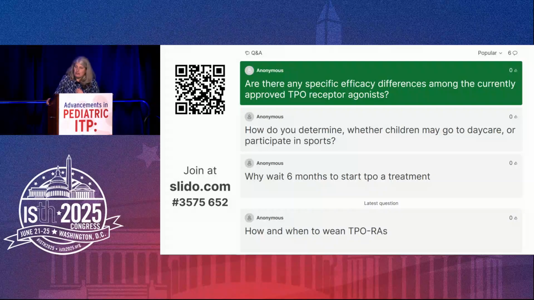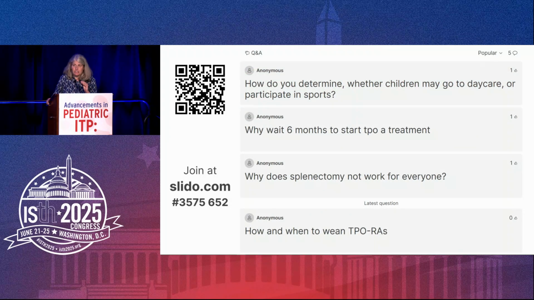Are there any specific efficacy differences among the currently available approved TPO receptor agonists? At the moment, there really are not. The main difference is in the monitoring strategy and the route of administration. Again, we talked about eltrombopag being specific with dietary, liver, and iron chelation. Romiplostim has the once-a-week injection, which some families really are averse to, although I've often found that a weekly injection is easier for some families.